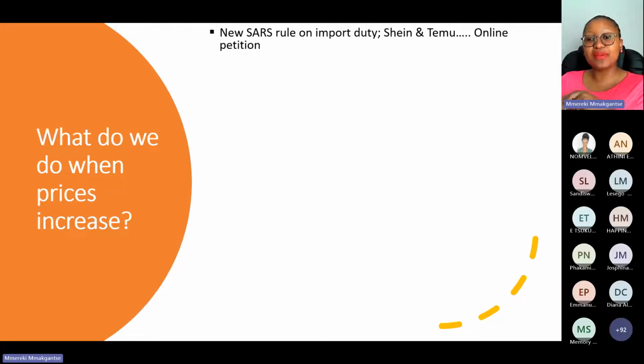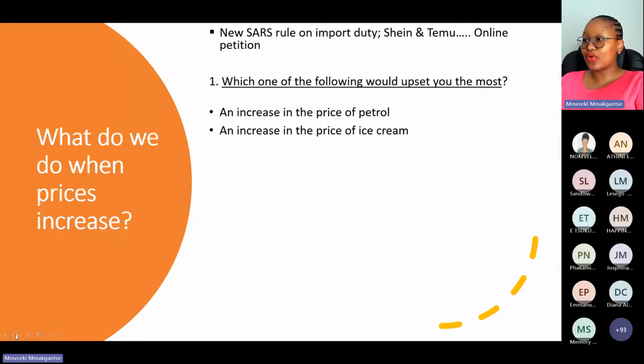So today we're going to be learning the difference between these types of products, and if the product is like a beer, what is it? Is it inelastic, perfectly inelastic? Oh yes, not to mention the price of eggs. There are a whole lot of things. Now, which one of the following would upset you the most? Will it be an increase in petrol or an increase in the price of ice cream?